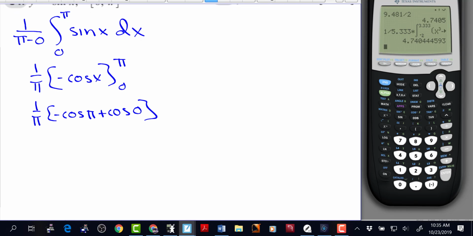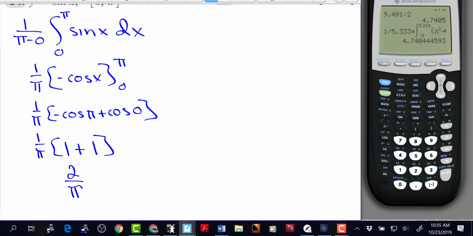Did I actually subtract here or not? Yes, right? I actually subtract. Someone goes, why are you adding there? I subtracted, minus a negative. That was last period. Someone asked me that. Cosine of pi is negative 1 times negative 1 is 1. Cosine of 0 is 1. So the answer, the average value, is 2 over pi. And I'm sure there's some decimal value for that.